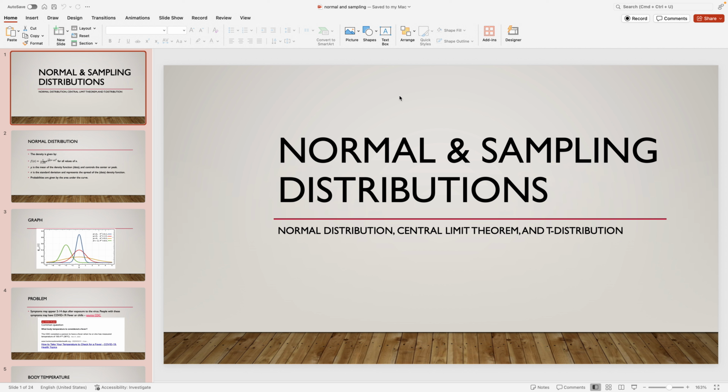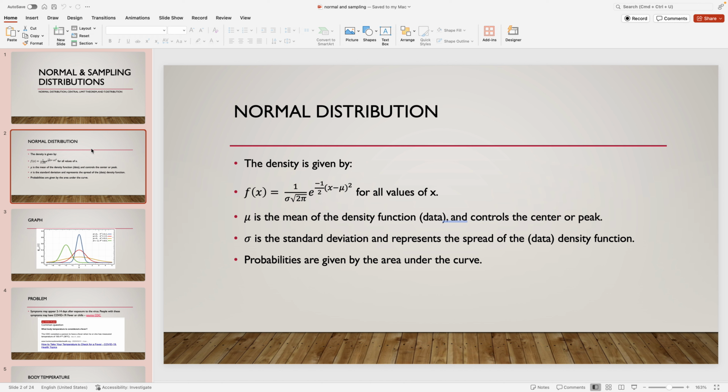Sampling distributions. And we're going to talk about the normal distribution, the central limit theorem, and the relationship to the t-distribution. So the first part of this should be a little bit of review, talking about the normal distribution. So the normal distribution has this density function, and it's determined by two parameters.